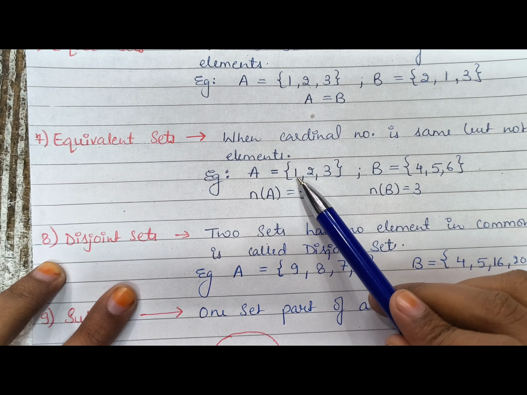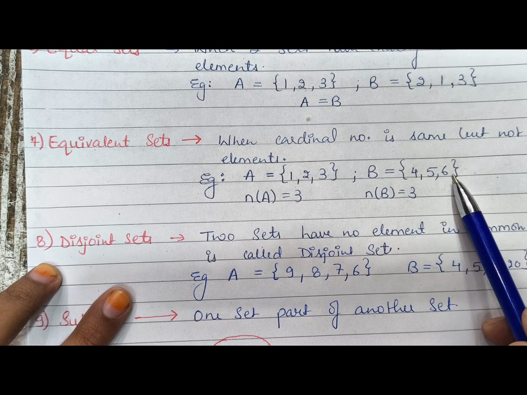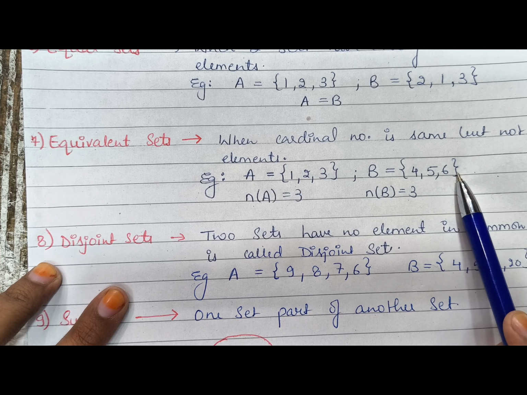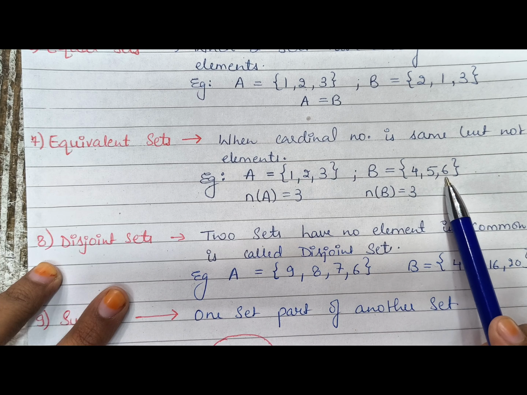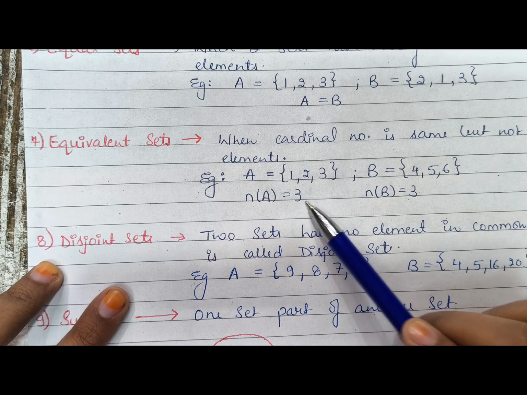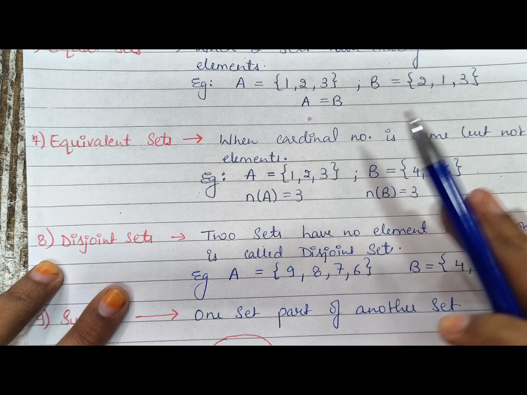For example, in set A there are 3 elements 1, 2 and 3. In set B there are also 3 elements, but the elements, as you can see, are not same. In set A there is 1, 2 and 3, and in set B there is 4, 5 and 6. That means these elements are not same, but their cardinal number is same, n(A) is 3 and n(B) is 3. So these are equivalent sets, not equal sets.